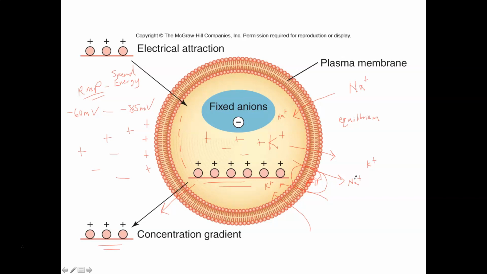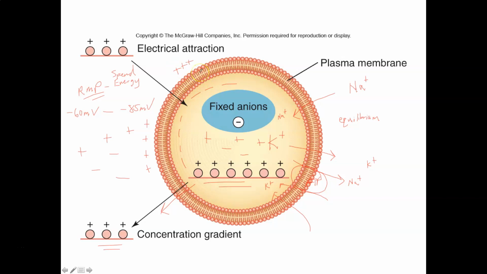Ions, though, also have an electrical driving force. It turns out that there's electrical attraction. Because there's an unequal distribution of charge between the inside of the cell and the outside of the cell, the inside of the cell has this negative charge, and the outside of the cell has a positive charge.